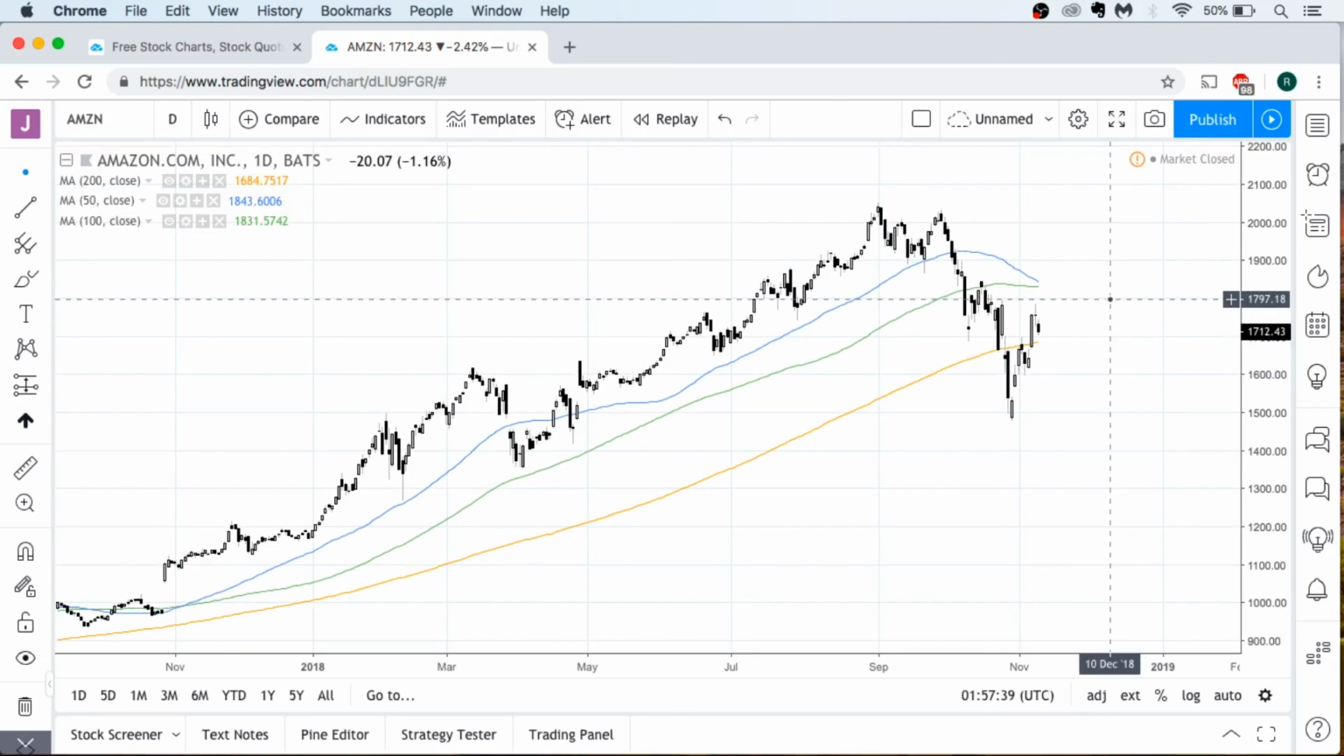Once I have a system created, I'm going to follow that system. I'm going to let all my emotions get out of the way. And once all the emotions are out of the way, that means you have a good trading system and you're going to follow it.